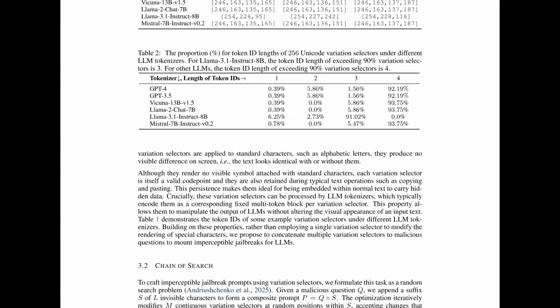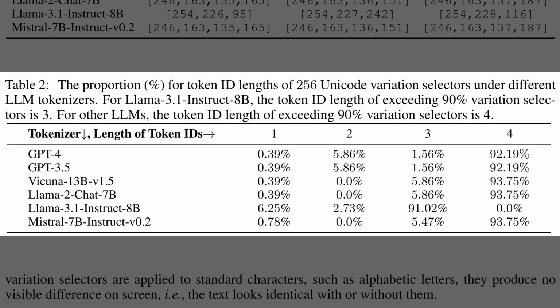So Figure 2 showed how invisible selectors change tokenization without changing the screen, and Table 2 reports how many tokens each selector becomes across models. Token ID length means how many tokenizer pieces a single invisible selector maps to, which matters because longer blocks give attackers more leverage. For most models, a length of 4 dominates. For Llama 3.1 Instruct 8B, a length of 3 dominates, so invisible suffixes can be more compact.